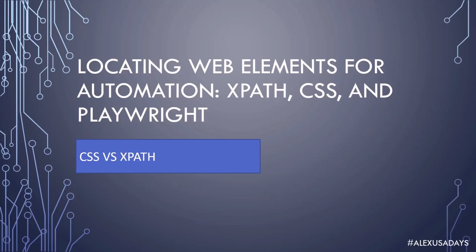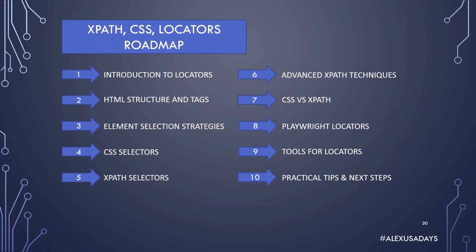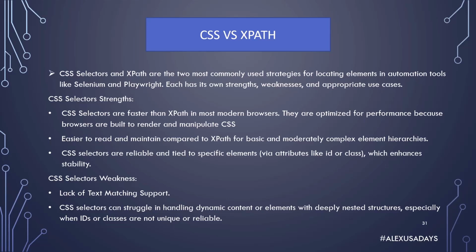So today we're going to talk briefly about CSS versus XPath and which one we should use. Now this is module 7, and after that we're going to go into the Playwright locators. CSS selectors and XPath are the two most commonly used strategies for locating elements in automation tools like Selenium and Playwright. Each has its own strengths, weaknesses, and appropriate use cases.